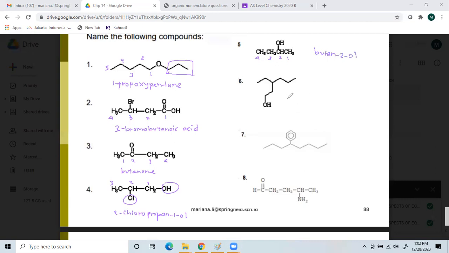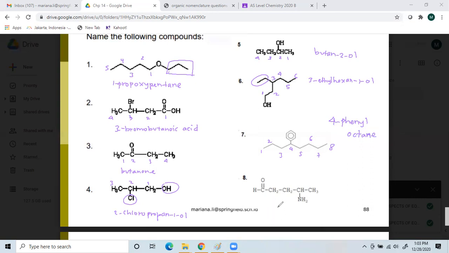Number 6, alcohol again. This should be carbon number 1, carbon number 2, carbon number 3. Left or right? Right, yeah, because this is longer, 6 C's. So this is the ethyl group. 3-ethylhexan-1-ol. How about this? What is this? Actually, this is an alkane, but it has a benzene group as the alkyl. Do you remember the name for benzene as an alkyl group? It is phenyl, yeah, so phenyloctane.